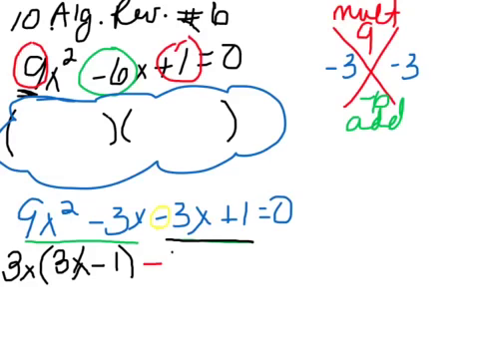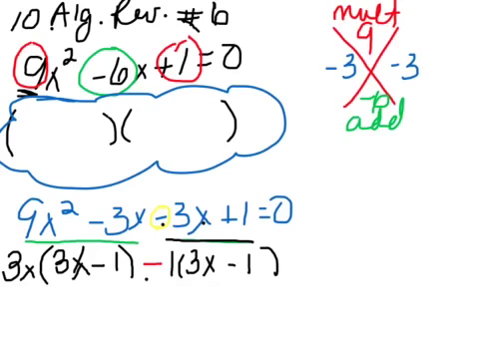So actually, let me put a 1 here, because that'll be helpful in a minute anyway. If I have a minus 3x and I divide it by minus 1, that would be a positive 3x. A negative divided by a negative is a positive, right? So I can do that. And if I have a positive 1 and I divide it by a negative 1, I get a negative 1.